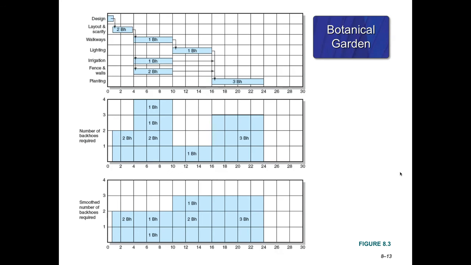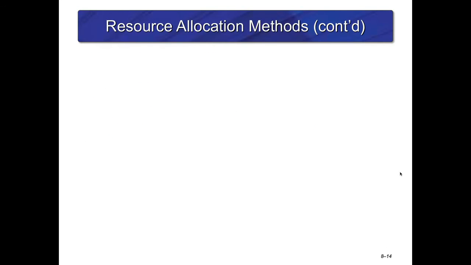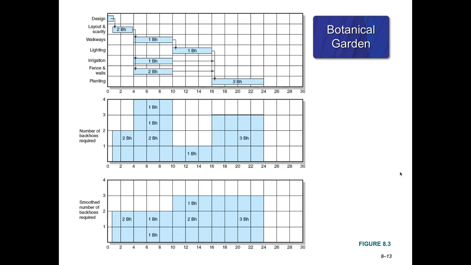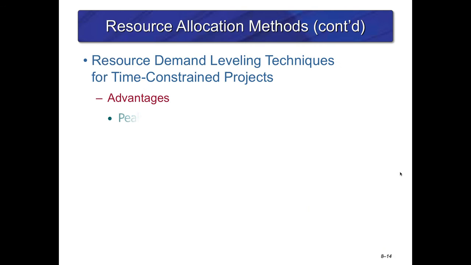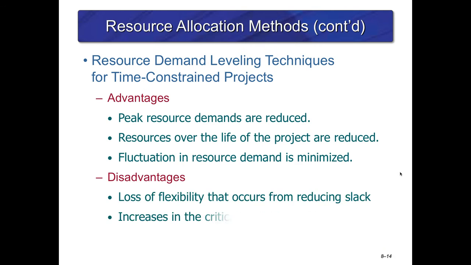Okay, so 2 more slides and we'll call it a day. Got it? All right, so when you're looking at your resource leveling or resource allocations, when you are leveling out your time-constrained project, the advantages are that the peak demand is reduced, resources are reduced, and fluctuations are minimized. The main disadvantage is loss of flexibility and an increase in the criticality or the critical nature of all the activities. Got it?